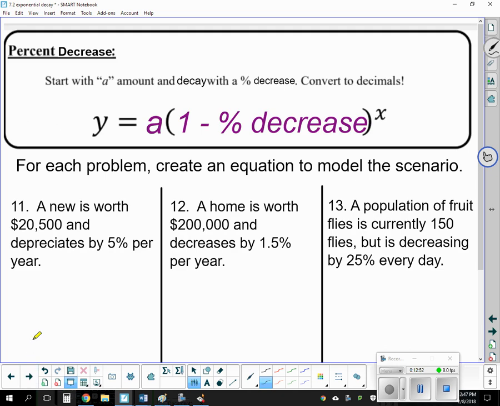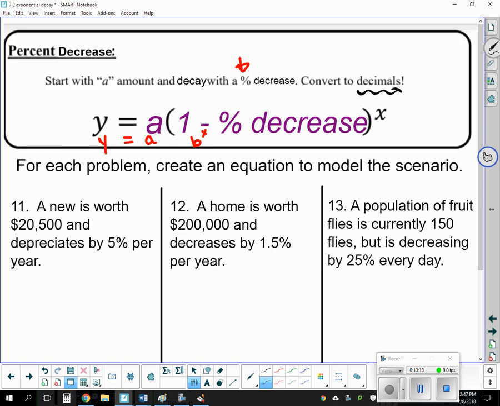Okay, on the last section we talked about percent increase. Now we have percent decrease. It's the same thing that we've been working with, your y equals a times b to the x. It's just when you are given a percent and not a growth or decay factor, if you're given a percent, you have to use this part of the formula to find your b. And when you are decaying or decreasing, you're going to do 1 minus your percent.